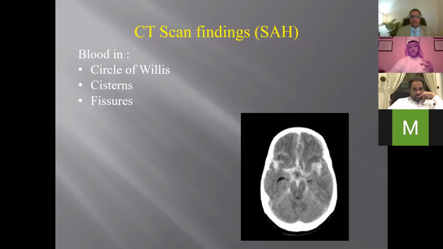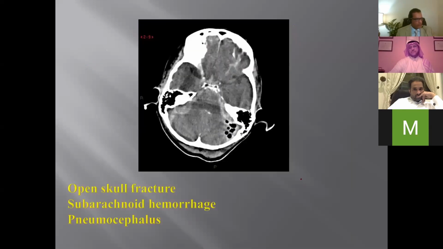You can see blood where? In the circle of Willis. So here, circle of Willis. The circle of Willis is the blood supply for the brain. So we're gonna see blood within the territory of the circle of Willis, as you see here, here, and there. Affecting all the supplies of the circle of Willis. The second thing is the blood in the cisterns. As you know, there are multiple cisterns in the brain, but this view shows the suprasellar cistern. It's filled by blood.